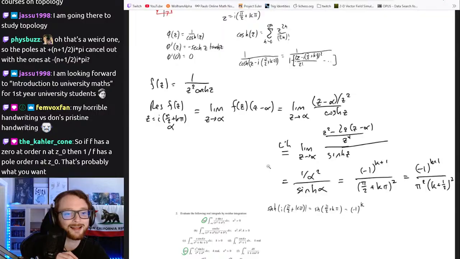I think our handwriting is equally bad, Fembox. If f has a zero of order n at z sub 0, then it has a pole of order n at z equals 0.